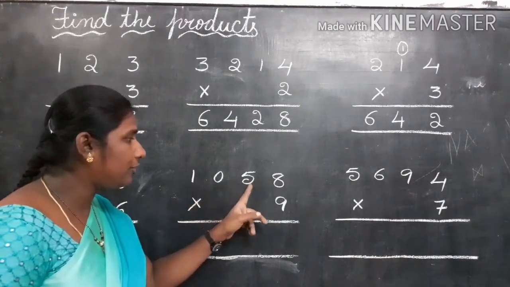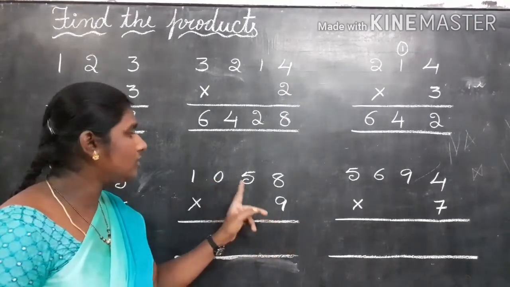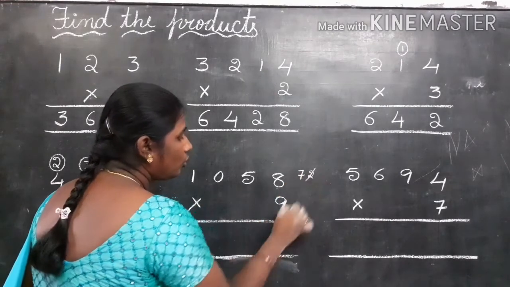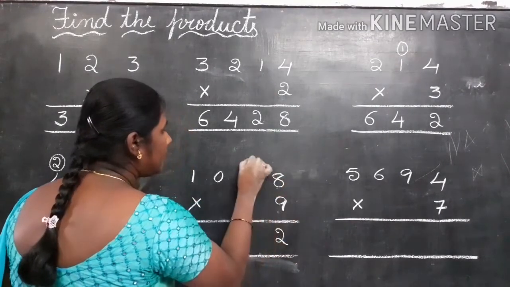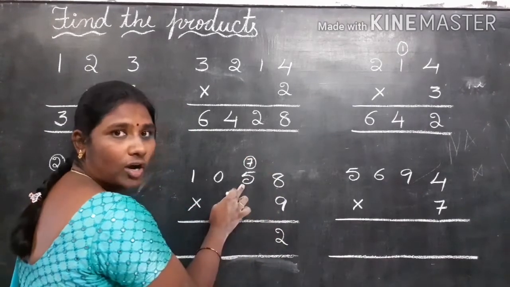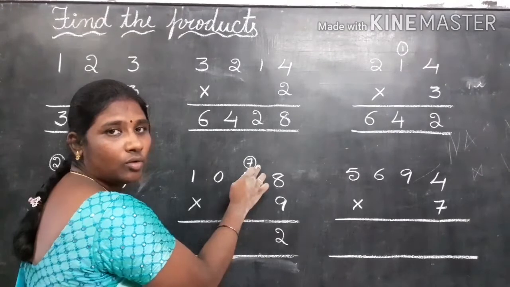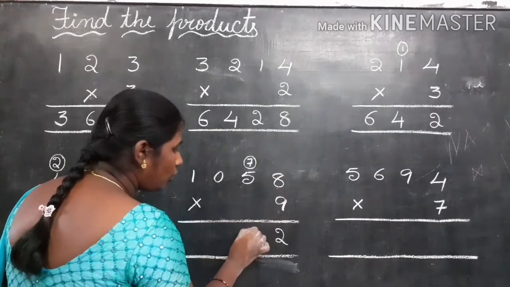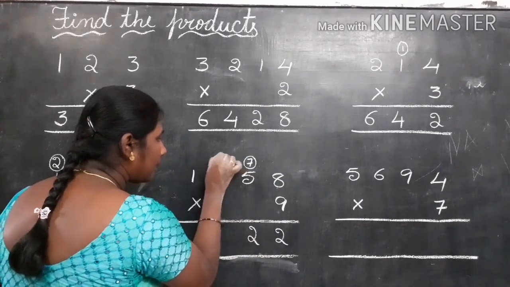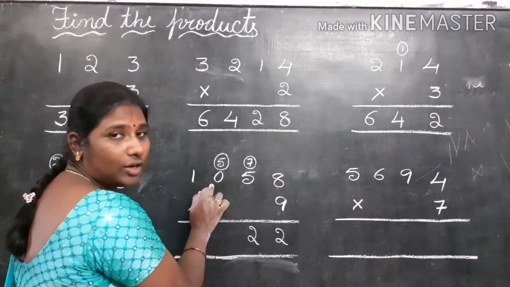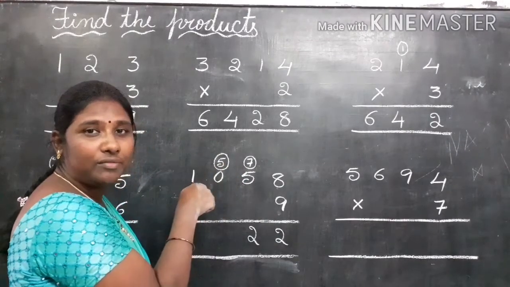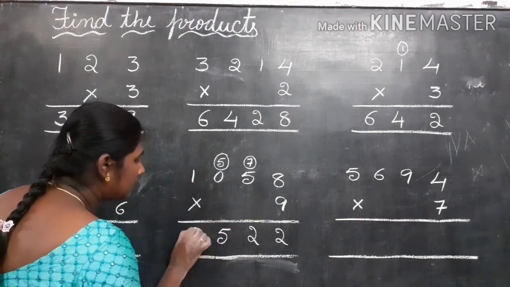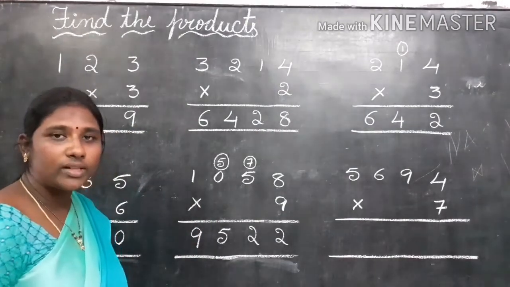Next, 1058 into 9. 9 8s are 72. So 2 right here, and this 7 up above. 9 5s are 45. 45 plus 7, how much? Yes, 52. Now in this 52, 2 here, and 5 up here. 9 into 0 is 0. When we multiply any number with 0, what do we get? 0. So 0 plus 5 is 5. 9 ones are 9.